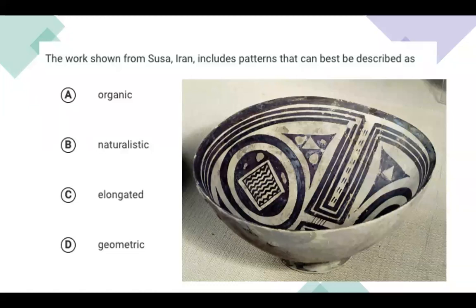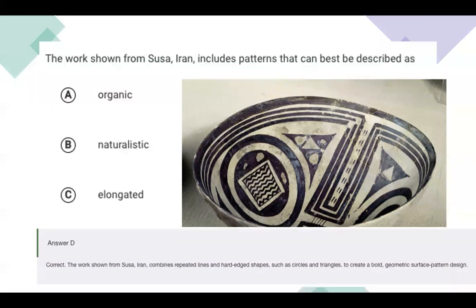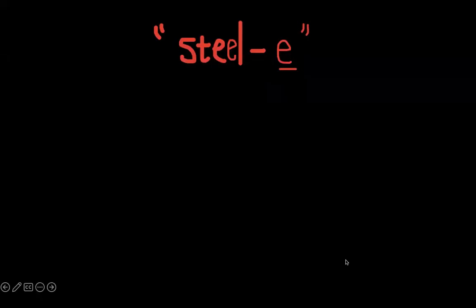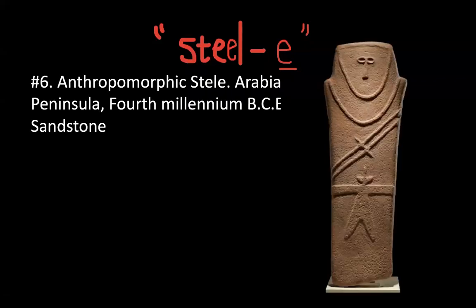All right, the work shown from Susa, Iran includes patterns that can best be described as organic, naturalistic, elongated, or geometric. The answer is geometric. This combines repeated lines and hard-edged shapes such as circles and triangles to create a bold geometric surface pattern design. All right, anthropomorphic stele is number 6.